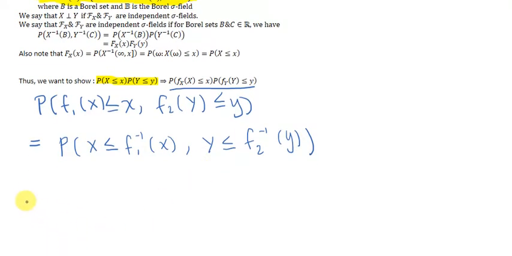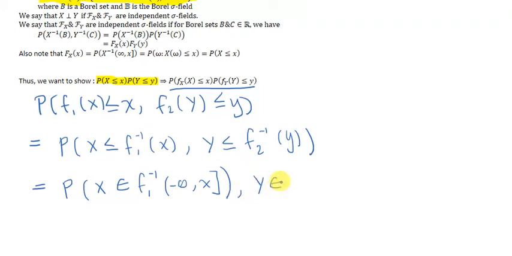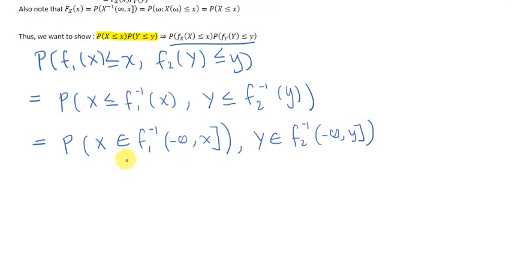Then this is essentially the same thing as saying x is in f1 inverse of negative infinity to x, closed interval, and y is in f2 inverse of negative infinity to y. Now that we have it in terms of x and y instead of the function of x and the function of y, we can break this up.